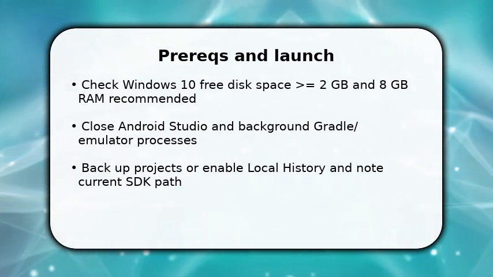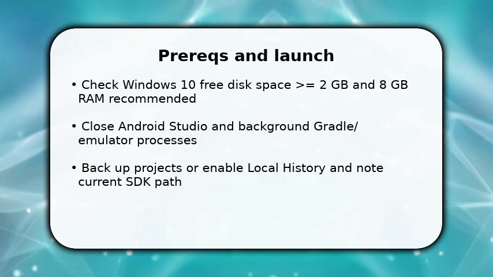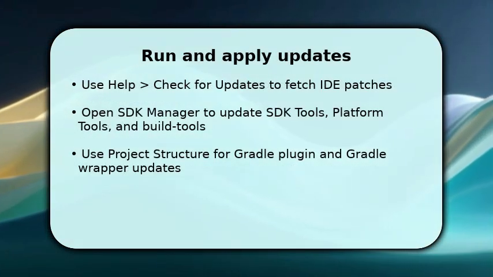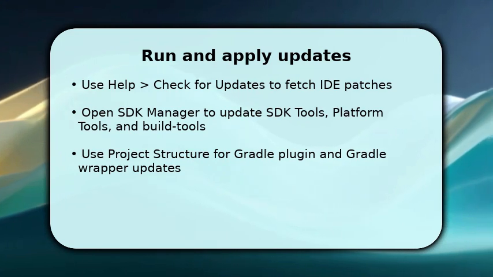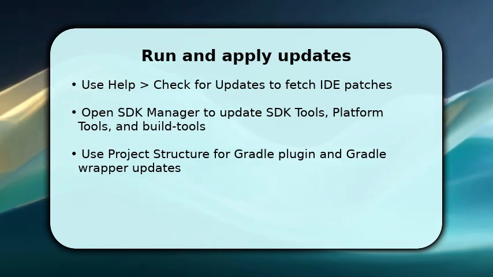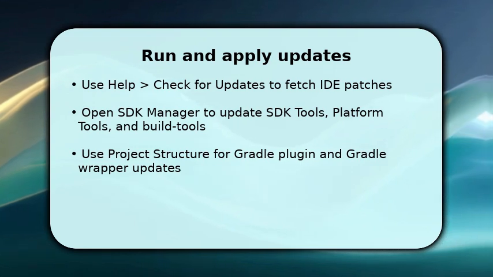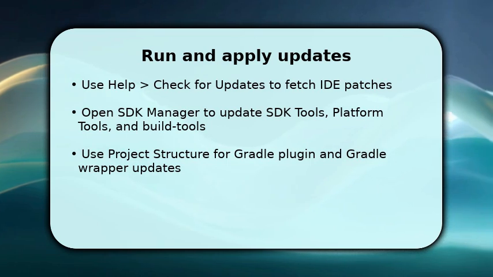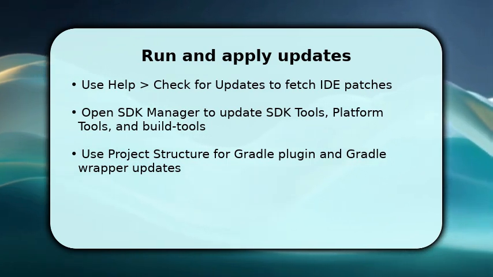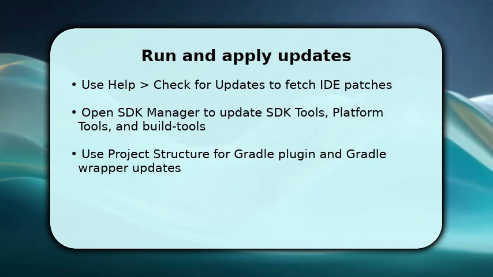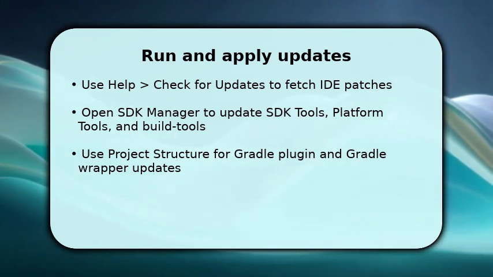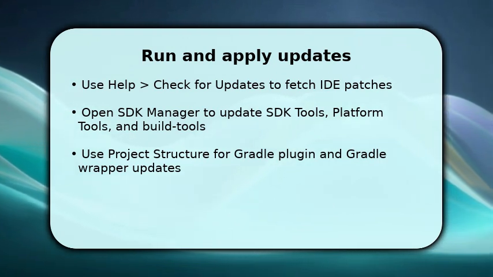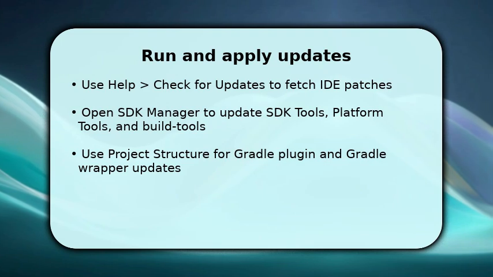You check for IDE updates from Help, Check for Updates, and allow the downloader to run. This updates the core Android Studio binaries. Then open the SDK Manager and update SDK tools, platform tools, and specific build tools to match your project compile SDK version. Make sure to update the Gradle plugin in Project Structure and synchronize the Gradle wrapper by editing gradle-wrapper.properties if prompted.